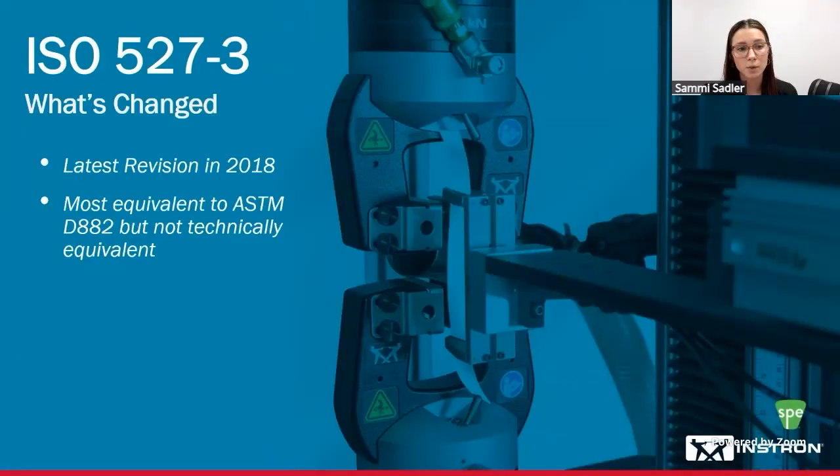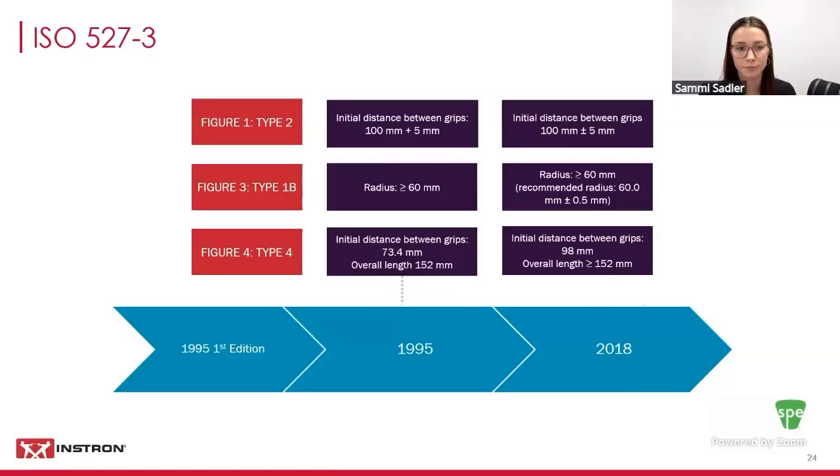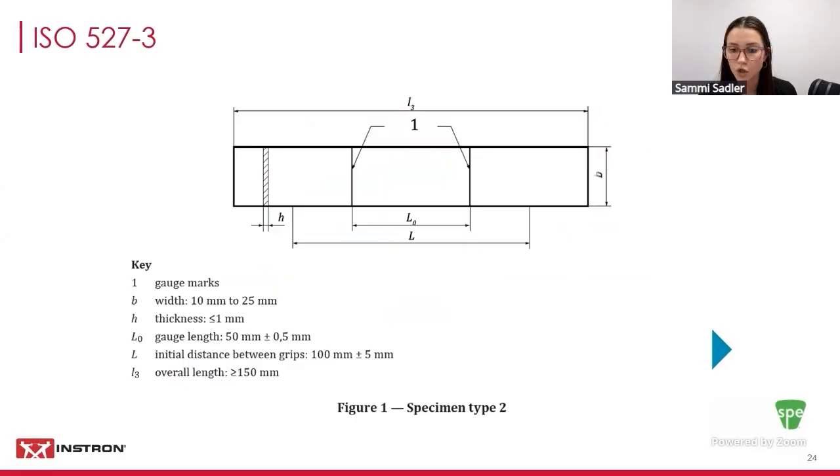And then ISO 527-3, which is equivalent to D882, was also updated in 2018. All revisions that were added to the update of ISO 527-3 included dimensional changes in figures 1, 3, and 4. Figure 1 for specimen type 2 has been updated for the initial grip separation from 100 millimeters plus 5 millimeters to now include the plus or minus 5 millimeters.